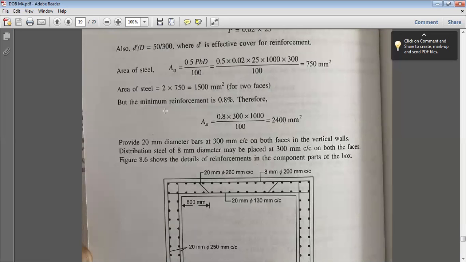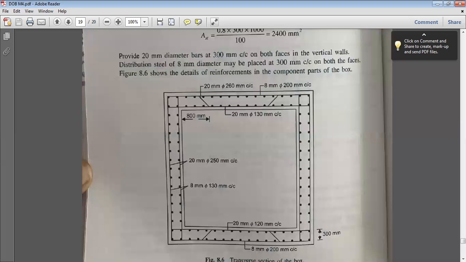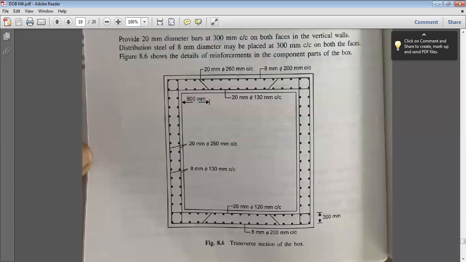But minimum reinforcement is 0.8% for columns, that is, for compression members. So 0.8% means I will get it as 2400 mm square. So this 1500 mm square becomes invalid. So you have to provide a minimum of 2400 mm square in the side walls. So he is providing 20 mm diameter bars at 300 mm center to center on both the sides.